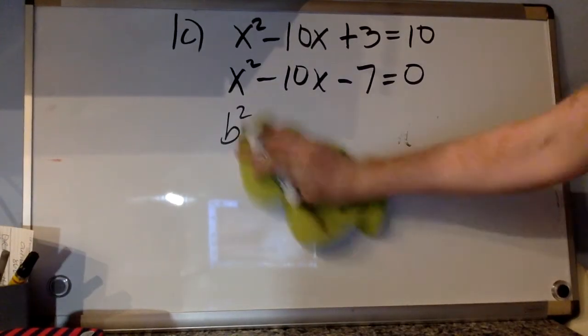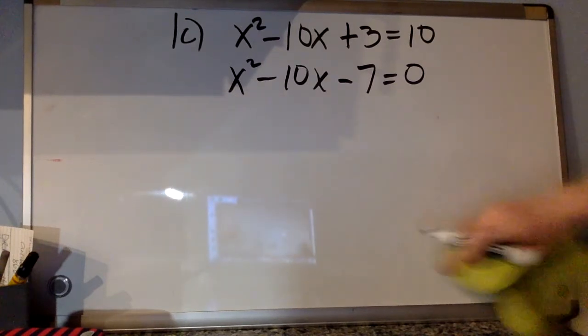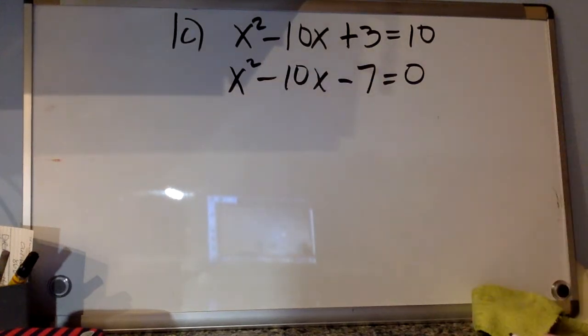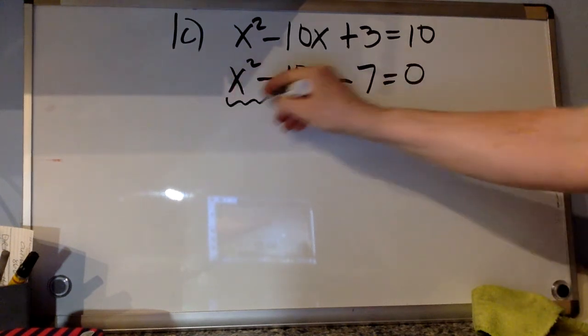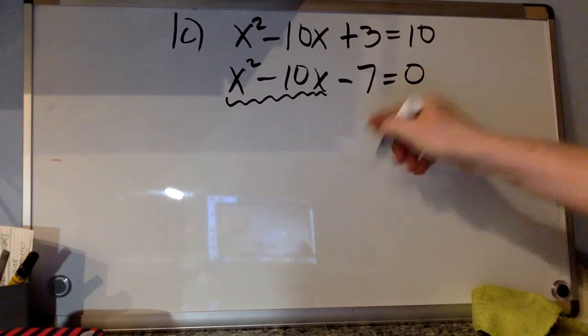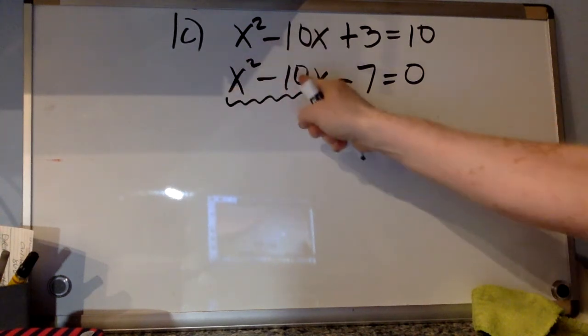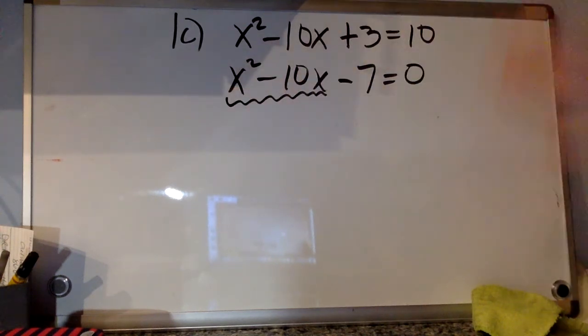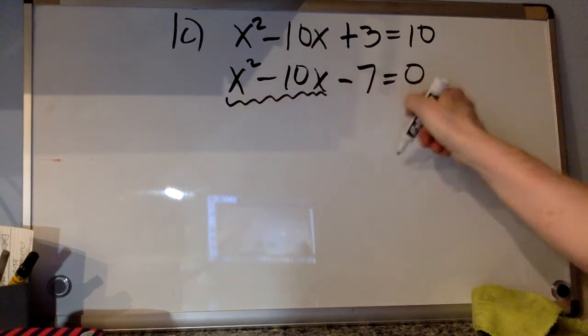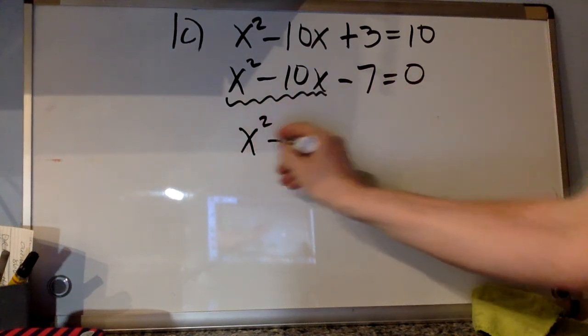So now what I'm going to look at is, well, if I can't factor it, hey, did you notice that the B value is an even number? We can complete the square. So let's go ahead and do that. So I need to bring the negative 7 to the other side, or add 7 to both sides, because I want to get the x squared term and the x term alone on one side of the equation. So if I add 7 to each side, I have this.